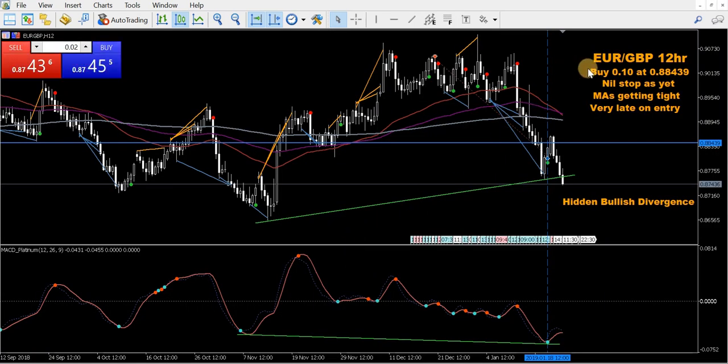Problem child, Euro Pound 12-hour. Took a buy in here. See, I did pretty well in the previous sell, but don't know what that one was about. Took a buy here. Poked its nose up above the point of entry. I was one candle late on entry, so I probably cost myself about 20 pips there. I thought, 20 pips, 12-hour charts, not much to make up, but it's going to bite me on the bum.